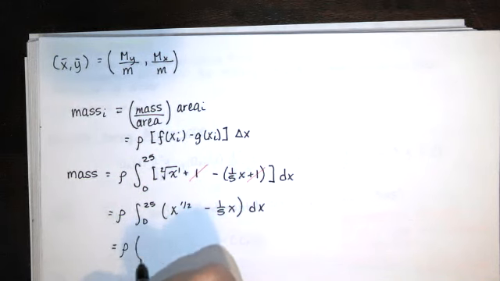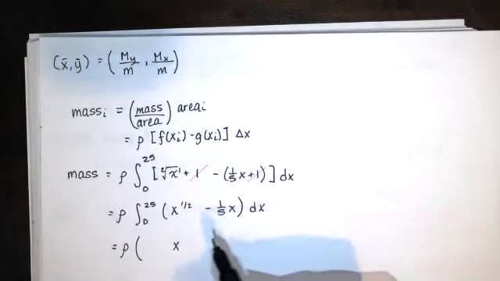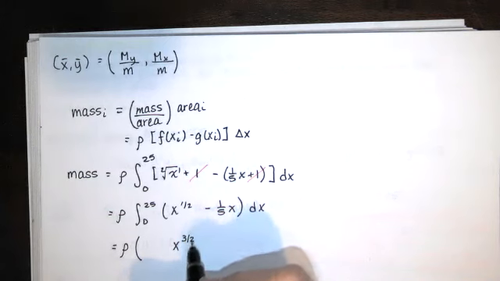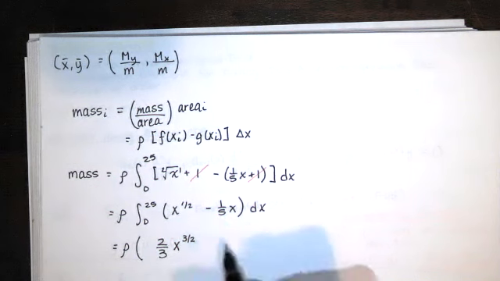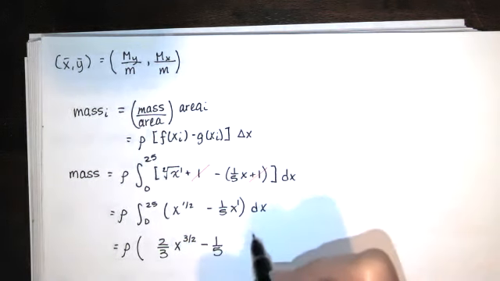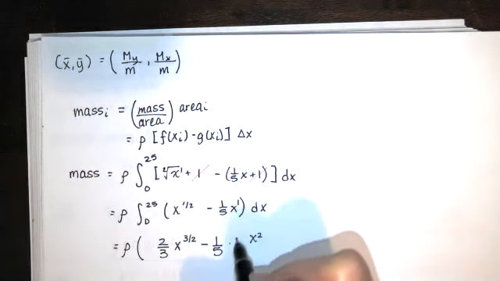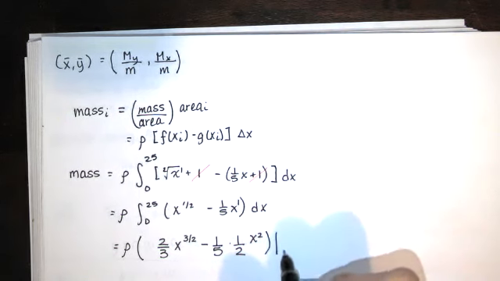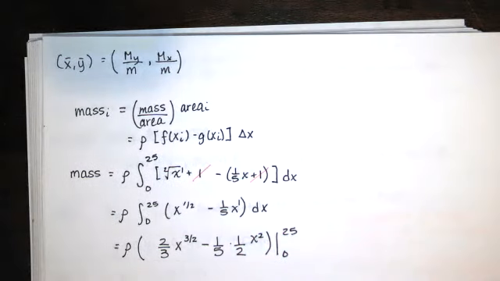Okay, now we're going to add 1 to the exponent. 1/2 plus 1 is 3/2, and then divide by the new exponent. Dividing by 3/2 is the same as multiplying by 2/3. Then we'll bring the negative 1/5 down. You've got an x to the first here, so you're going to add 1 to the exponent and then divide by the new exponent. Substitute in 0 and 25 and subtract.